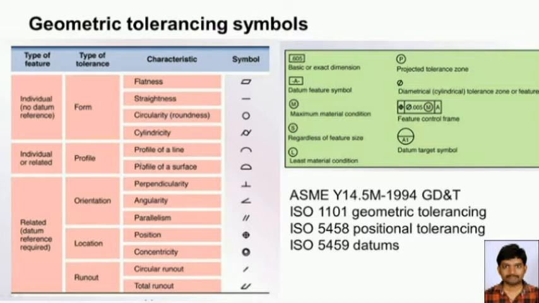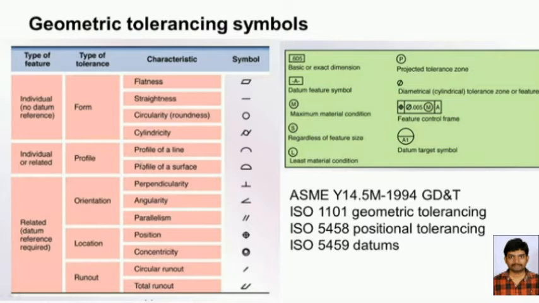And when you want to show straightness, a horizontal line is used. Whenever we require to show circularity or roundness, a circle is used, and cylindricity is shown by this symbol. Similarly, profile of a line and profile of a surface can be shown by these particular symbols. Whenever two surfaces are to be made perpendicular, and we want to show the perpendicularity aspect, then we should use this inverted T symbol.